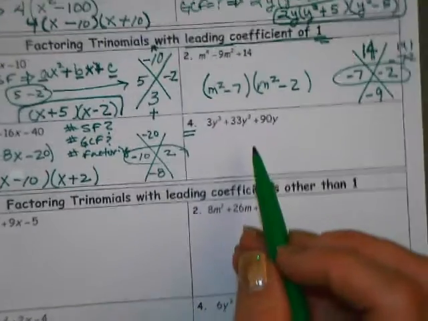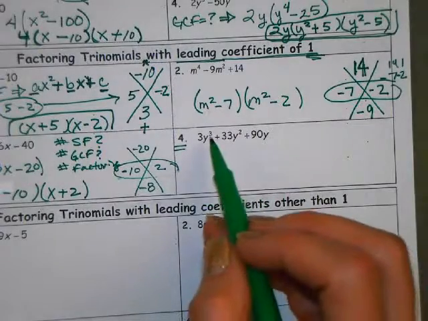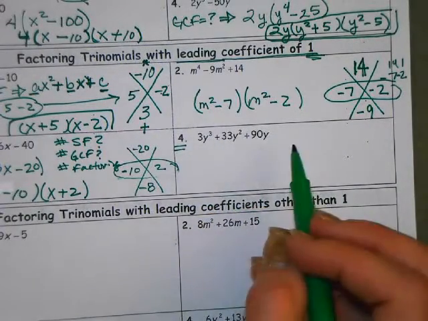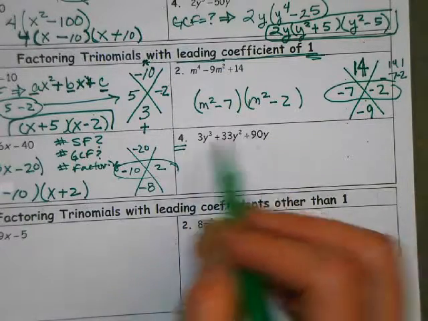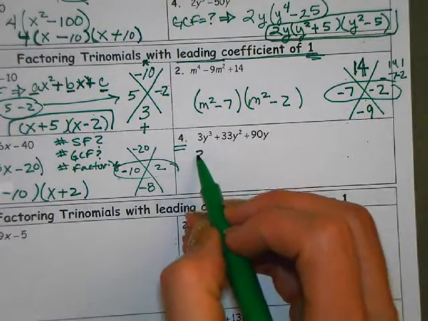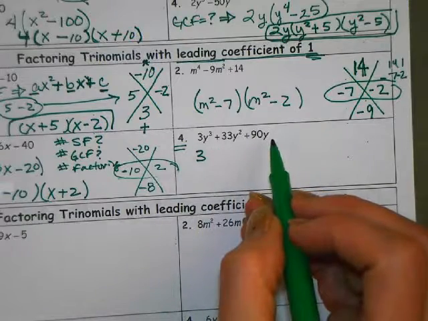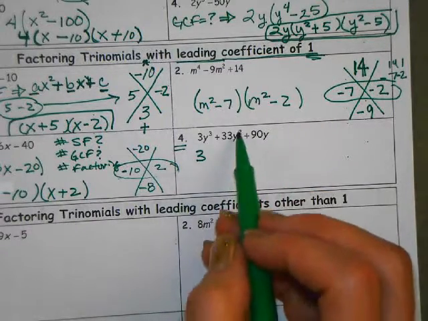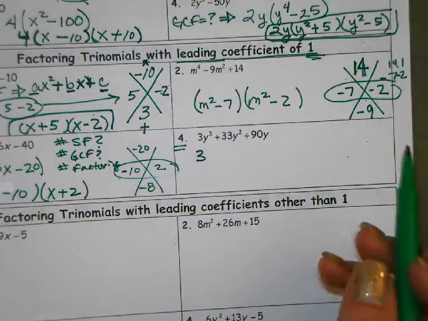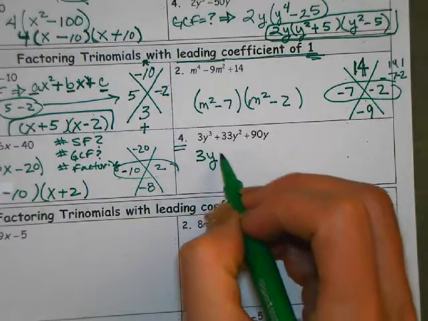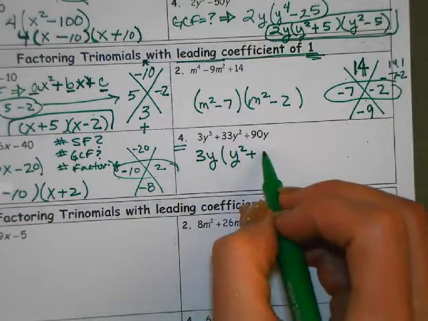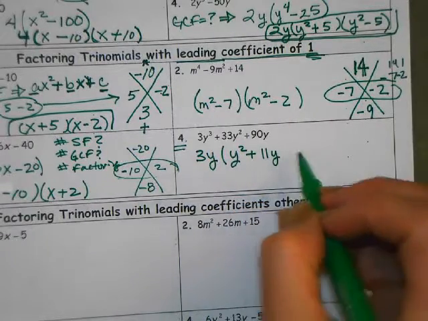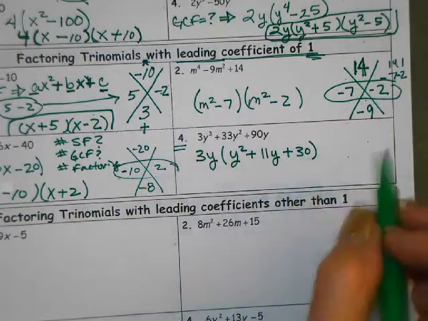On number 4, I'm going to look here. Is it in standard form? 3, 2, 1. Yep, so that's good. Greatest common factor. Well, let's see. Looks like a 3 can get pulled out of here, and it also looks like a y can get pulled out, doesn't it? I have a y cubed, a y squared, and a y. So y is common between all 3, so pull a y out. And then I'm left with y squared plus 11y plus 30.